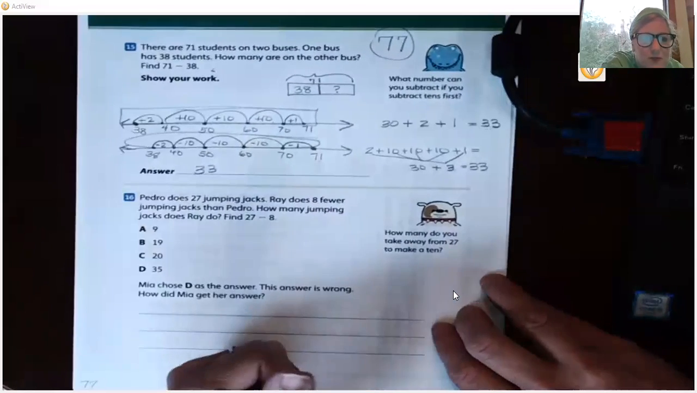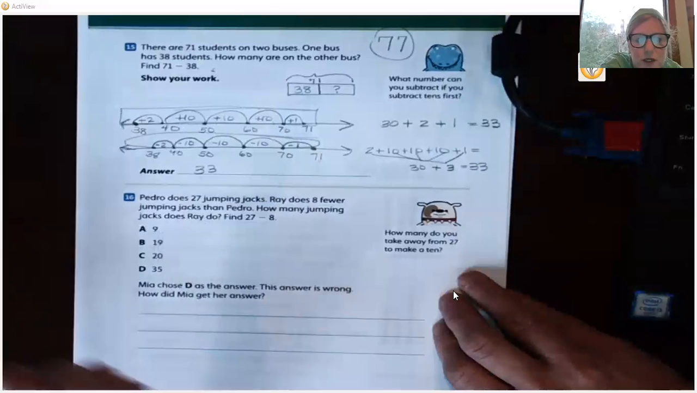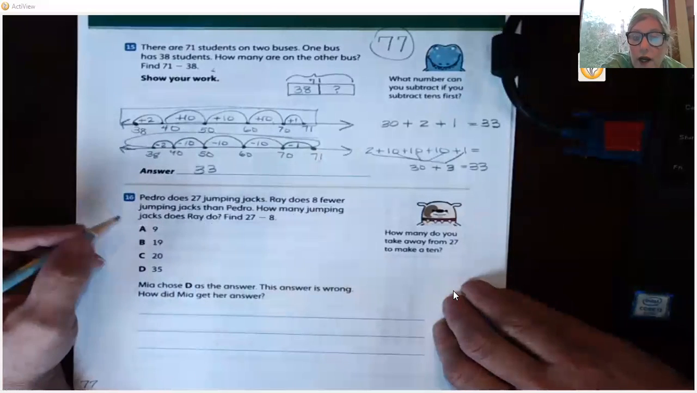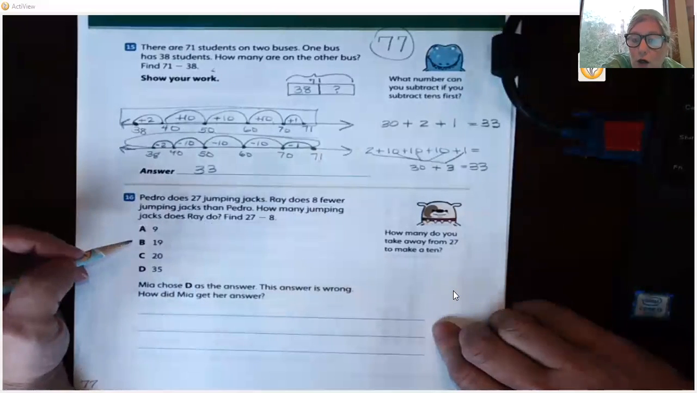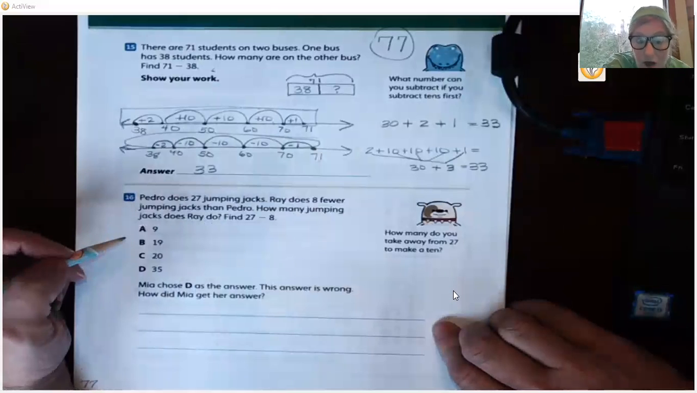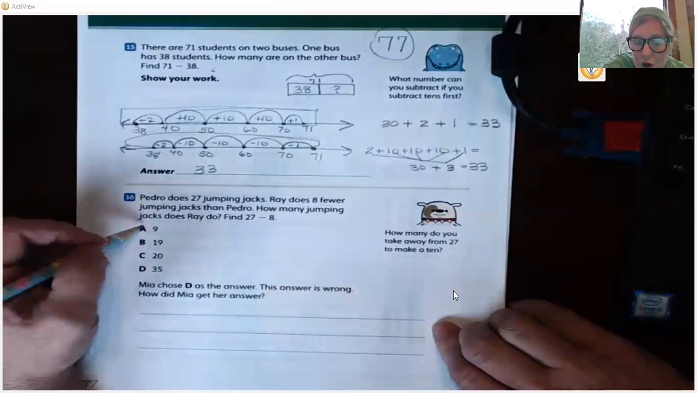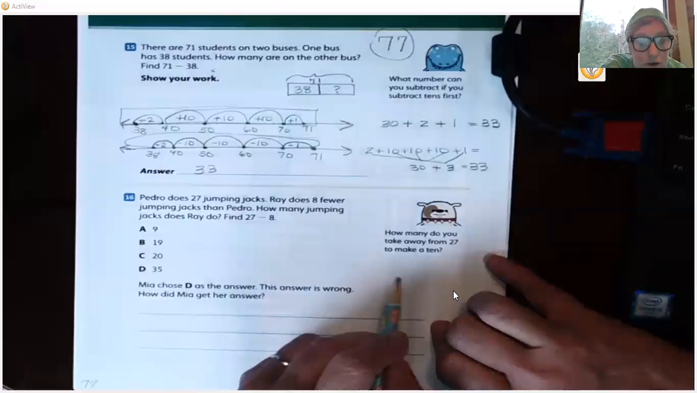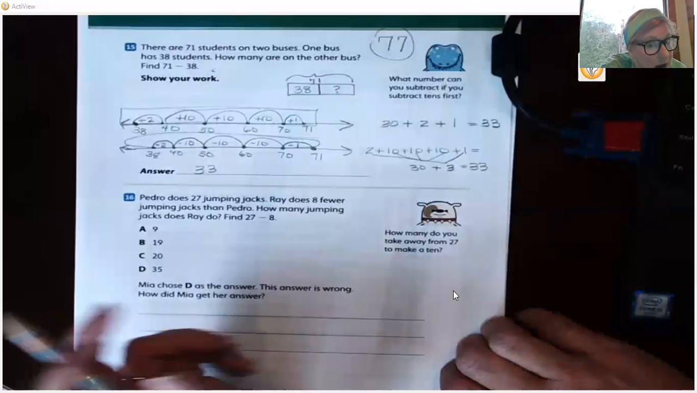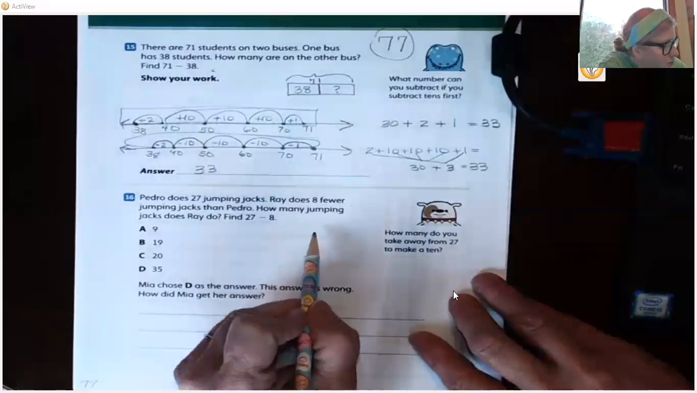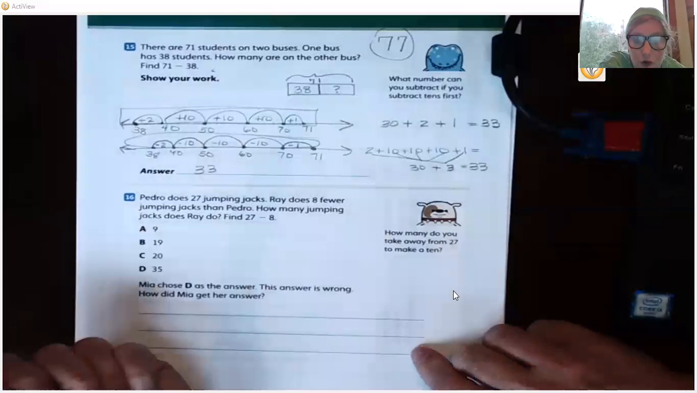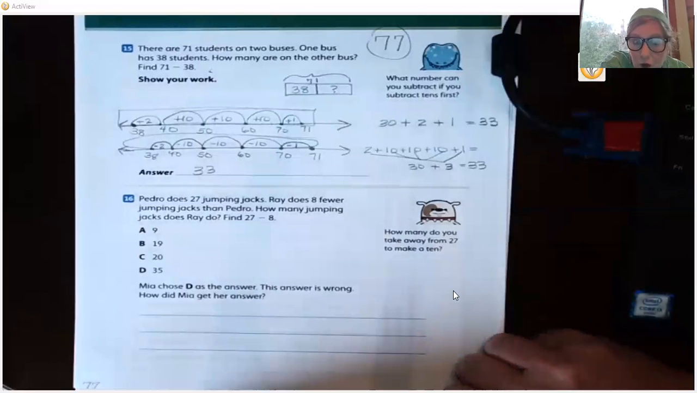Okay, here's our last problem. Pedro does 27 jumping jacks. Ray does 8 fewer or 8 less than Pedro. How many jumping jacks does Ray do? Find 27 minus 8. So how many do you take away from 27 to make a 10? You could be doing that. All right, so I want you to pause the video and go and try to figure that one out on your own, any strategy you want.